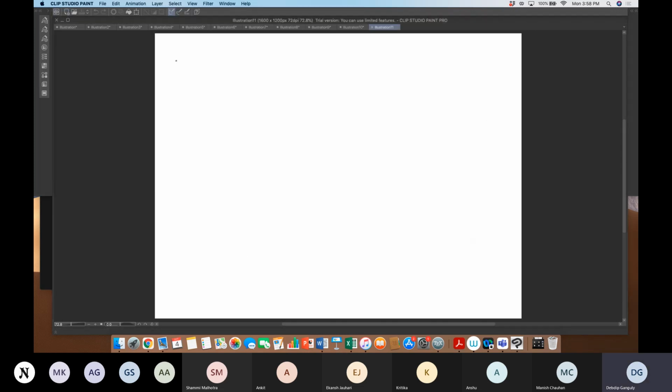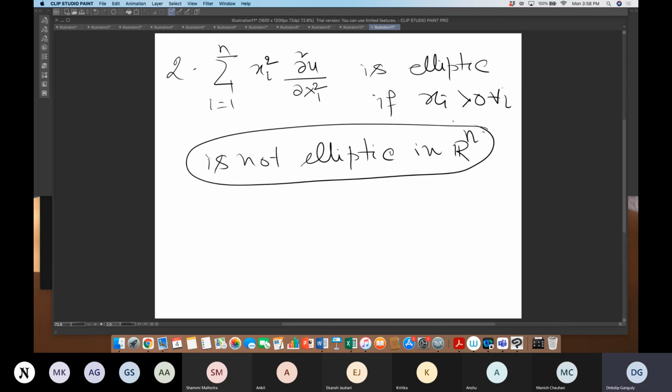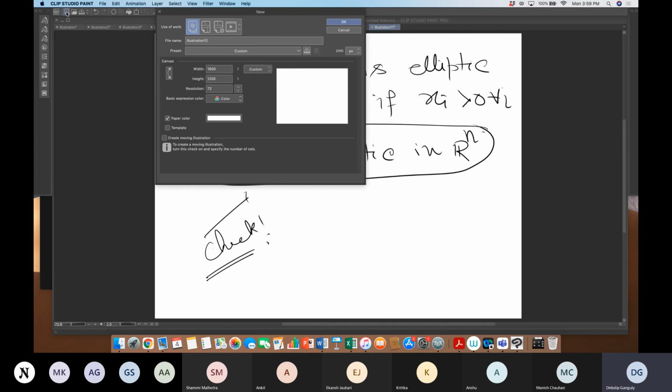Now one more example. Second example. You just check. Sum over i equal to 1 to n of x_i del square u by del x_i square. Is it elliptic? It is elliptic if xi is positive for all i. Otherwise it is not elliptic in Rn. Okay, just check. Please check. One line. Okay. Clear?